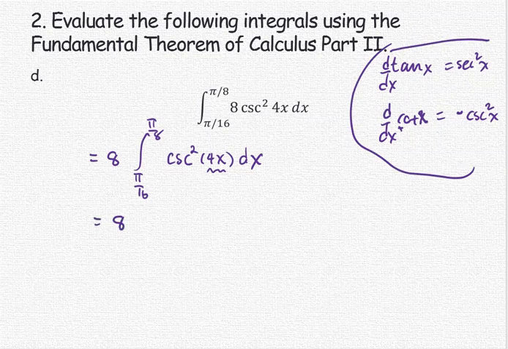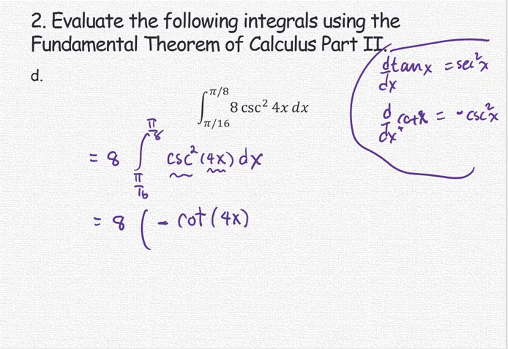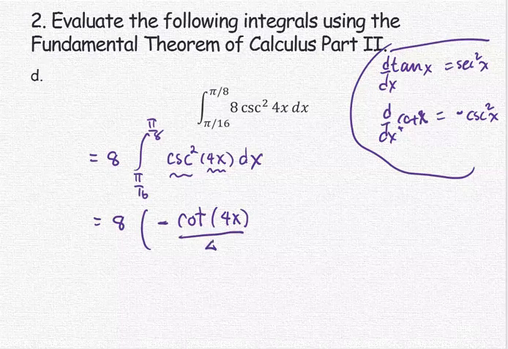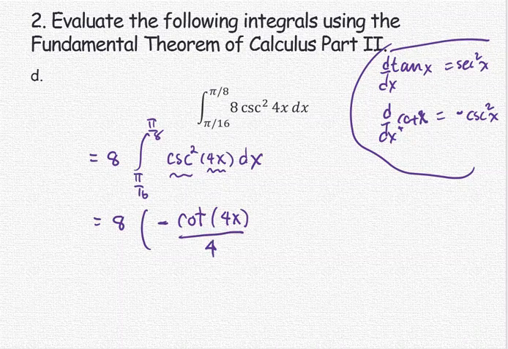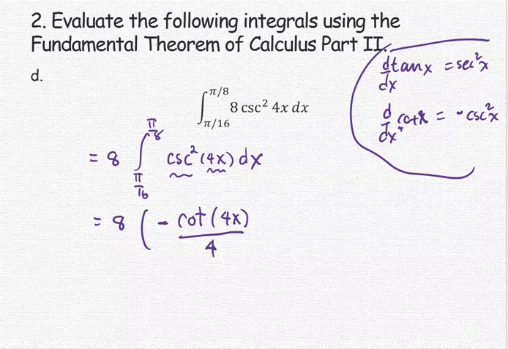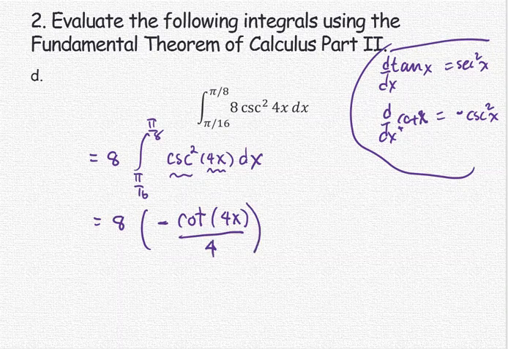Now we have the backward chain rule. With the negative, apply the main part: the antiderivative of cosecant squared is negative cotangent of the same argument, 4x. Since the inner function is 4x, the derivative is 4. You don't multiply, you divide by the derivative of the inner function. Now we get the antiderivative of the cosecant squared of 4x.